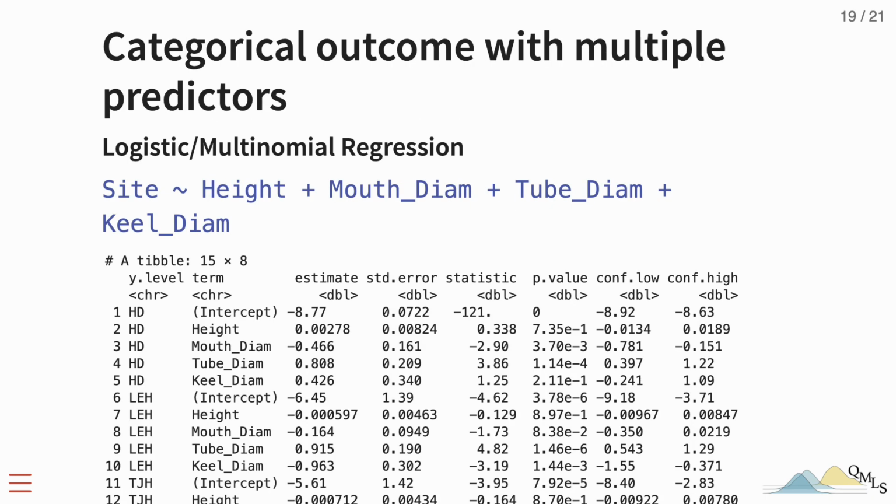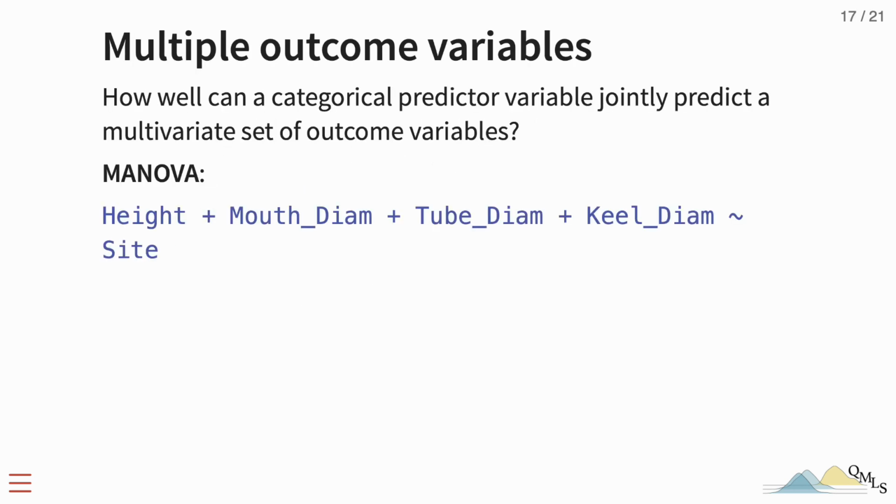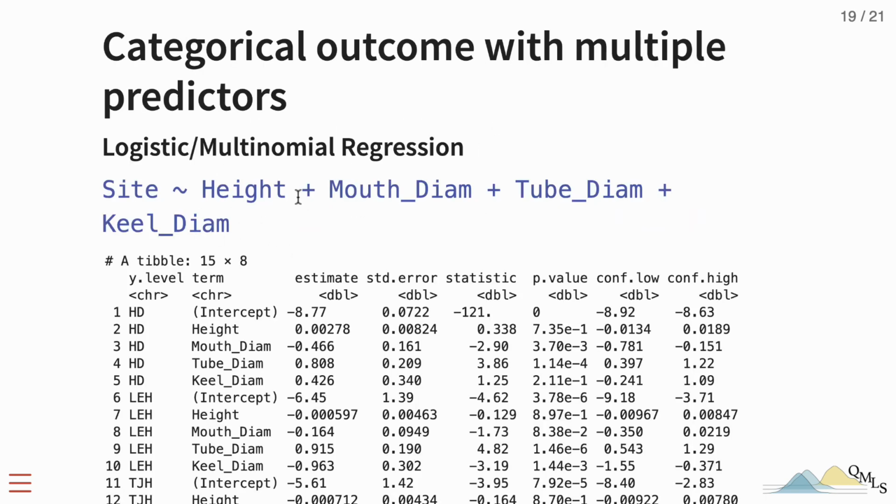Okay, we can also have a categorical outcome variable with multiple predictors. So this is very similar to what you just saw with the MANOVA. I'll just toggle back there, except that now site is on the y side and our multiple predictors are on the x side. And so it's really just sort of flipping that question, and often these are done hand in hand. People will do both and then interpret them and try to learn from them together.